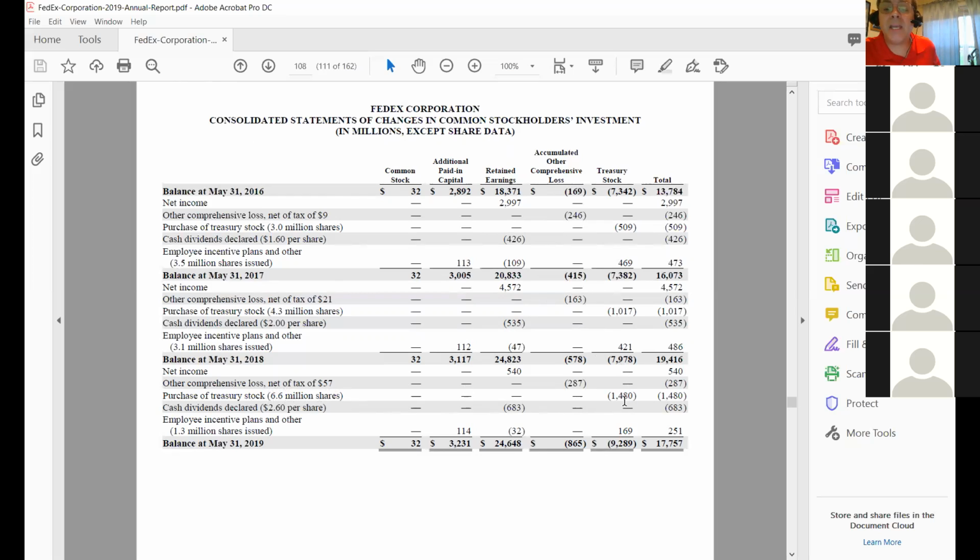So that made our treasury stock, if you will, go up or more negative, however you want to think about it. So it was already a negative. It was more negative because we bought more of the shares.